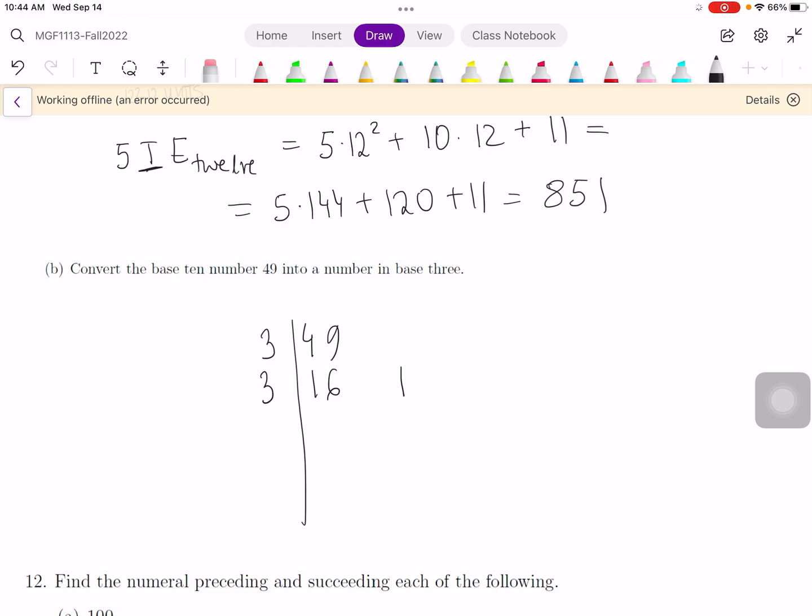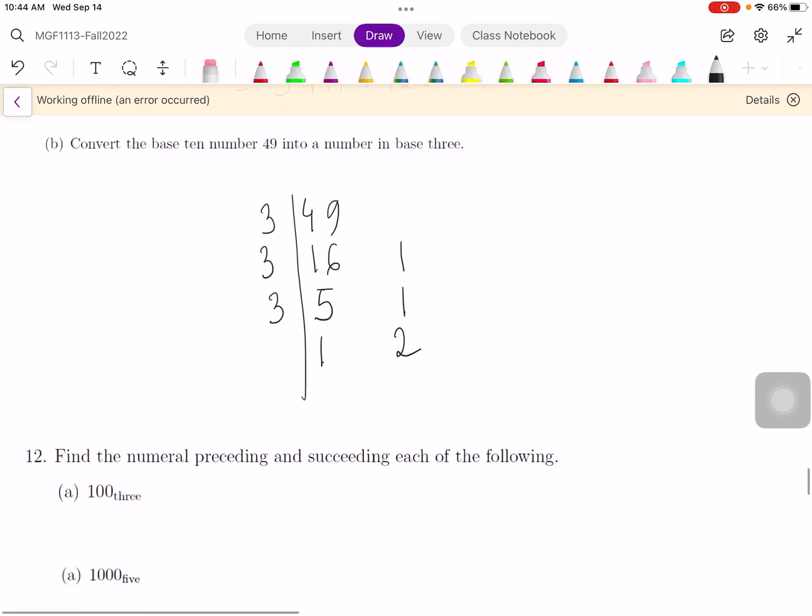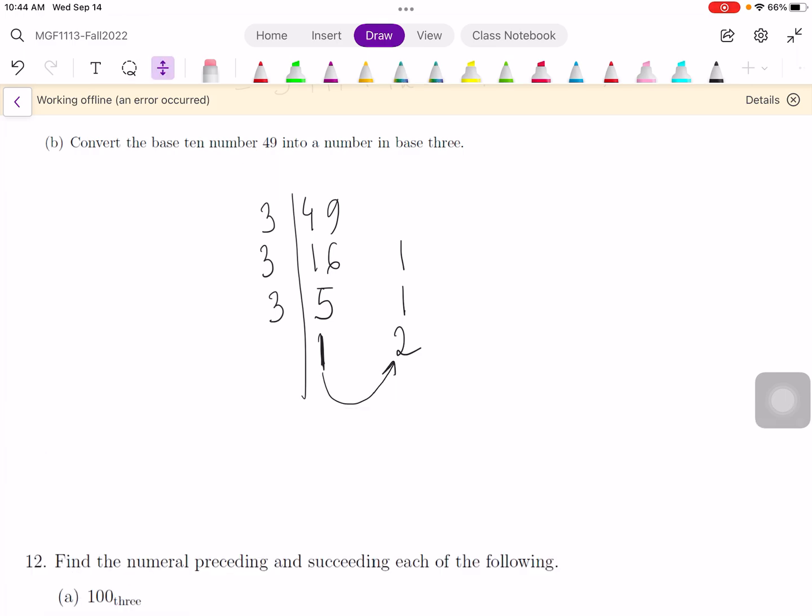You keep dividing by 3. 3 fits 5 times into 16. 3 times 5 is 15. That's 1 less than 16, so the remainder is 1. You still can fit 3 into 5 1 time. So 3 fits once into 5. 3 times 1 is 3, that's 2 away from 5, so the remainder is 2. And now 1 cannot fit 3 in it anymore, so you're done. And you got that 49 is the same as 1211 in base 3. Okay? And you have it.